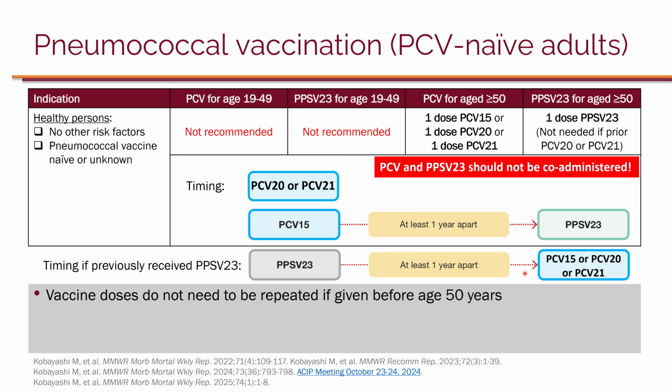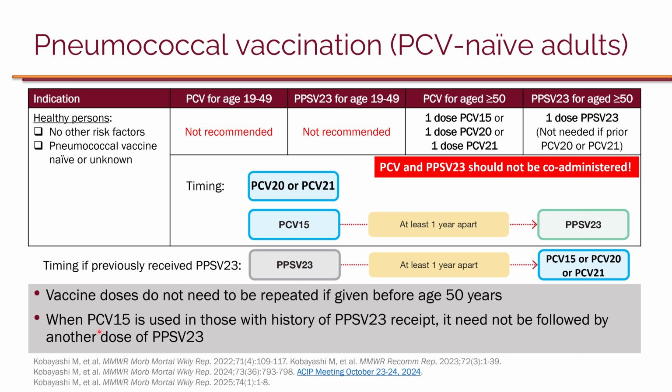In other words, if somebody had received PCV 20, let's say at age 45, once they turn 50 it does not need to be repeated. When PCV 15 is used in those with a history of PPSV 23, it need not be followed by another dose of PPSV 23. So again, if that PPSV 23 was given, let's say at age 45, once they get their PCV 15 at age 50, there is no need to chase it with another PPSV 23.